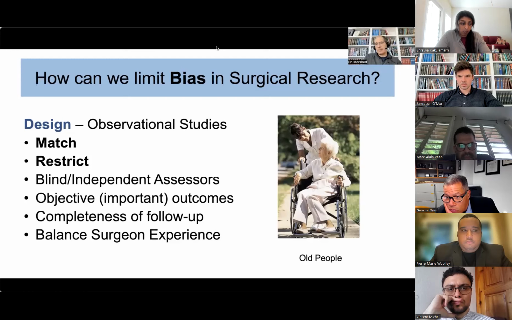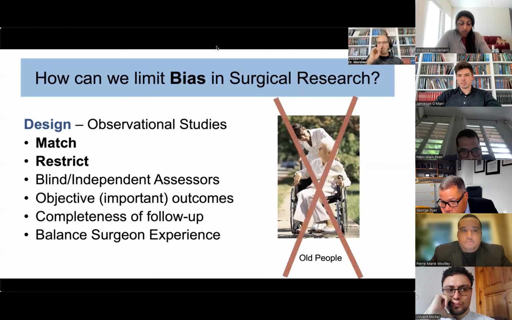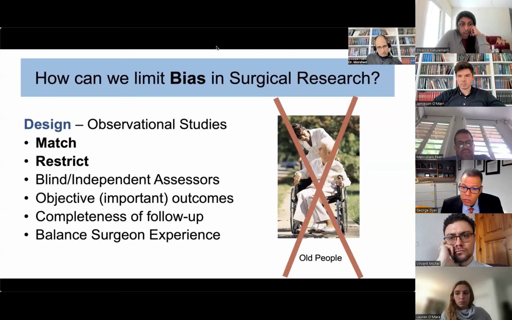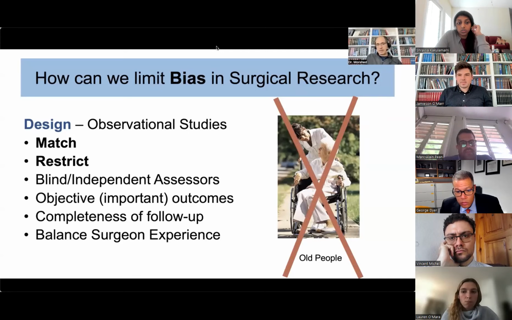We also can restrict our analysis. So, if we're interested in removing the bias that may be coming from age, for example, as a confounder, we can restrict our analysis only to younger patients, right? To try to mitigate the confounding effect of age. We can still select blinded or independent assessors, objectively assess outcomes, make sure that we're obtaining as complete a follow-up as possible, and we can still adjust for or account for surgeon expertise.